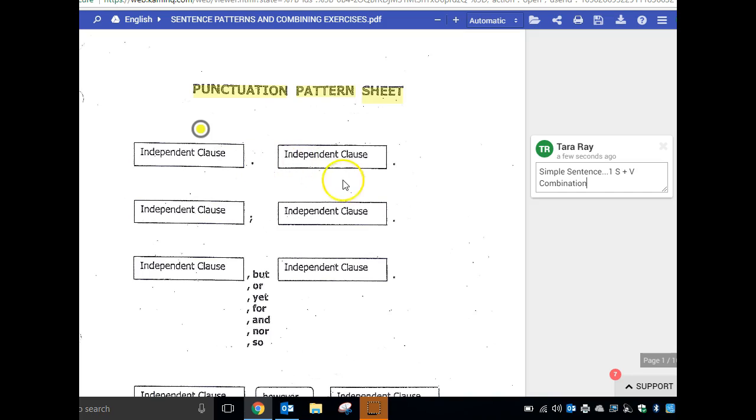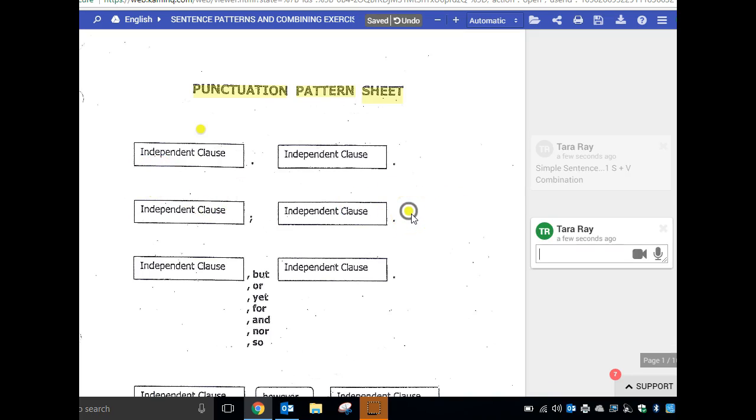Now, if you use too many of these, it gets very redundant, and in fact, your writing starts to sound very elementary, okay? So what we want to talk about and learn how to do is use punctuation and our understanding of clauses to build different kinds of sentences, okay? So let's take a look at this next kind of sentence.